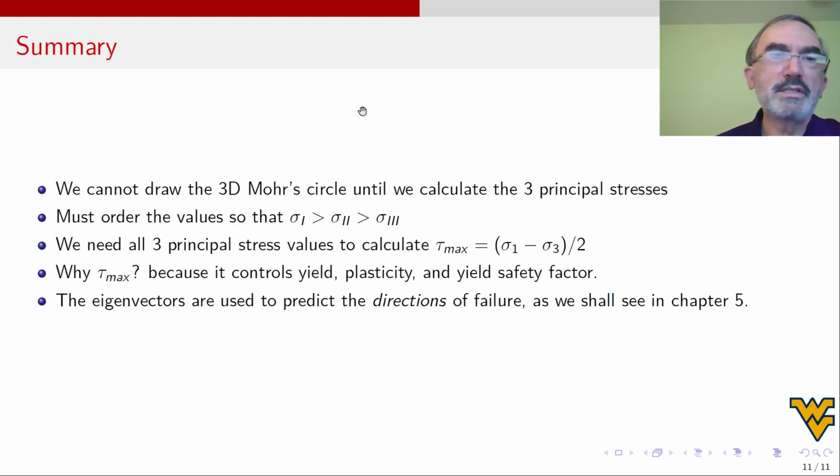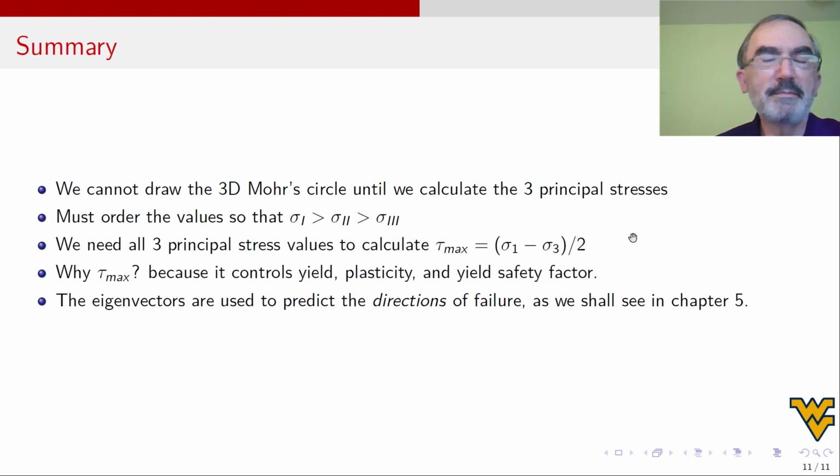Okay, so as a summary, same thing. We cannot draw the Mohr circle until we calculate all 3. We must order them. We need the 3 principal values to calculate tau max. And what is the big deal about tau max? Well, because it controls yield, plasticity, and the yield safety factor, which is the most important thing for metal design. So we have to know about tau max.